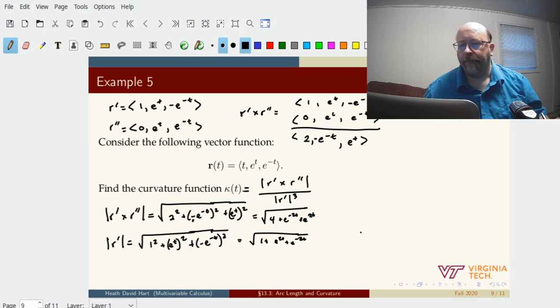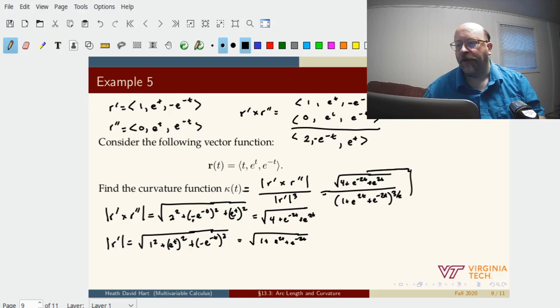All right. And we want to raise this to the third power in the formula. So this is going to be the square root of 4 plus e to the negative 2t plus e to the 2t. But in the denominator, when you take a square root, which is a 1/2 power, and you cube it, you get a 3/2 power. So this will be 1 plus e to the 2t plus e to the negative 2t raised to the 3/2 power. And that's the curvature function.